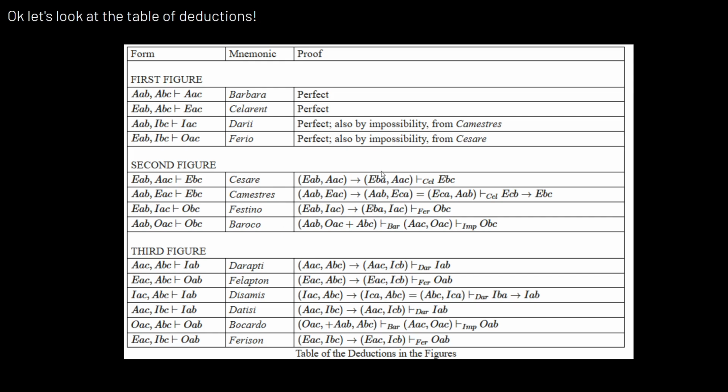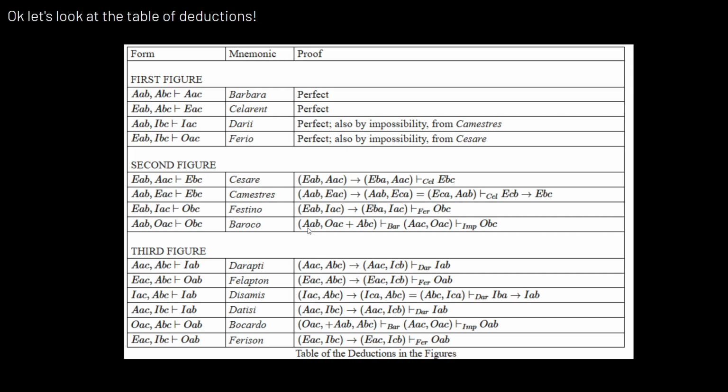Now, on the other hand, if we go to proofs, you can see that in the first figure, all of them are perfect, but only two can be reduced by impossibility if you want. That is Darii and Ferio to Camestres or Cesare, which I'm going to show you how to do in a minute. But notice that Barbara and Celarent are the most perfect syllogisms. They do not need proof. They are the syllogisms that are going to be used to prove every other syllogism. So first figure, most valid, or I guess you could say most perfect. And then the other syllogisms, as you can see, they're written in notation proof.